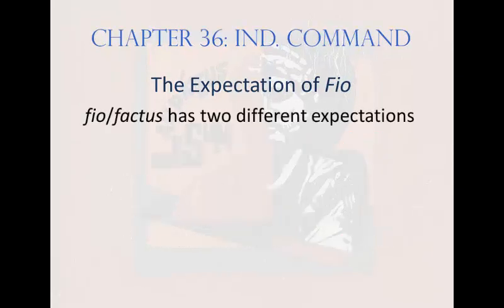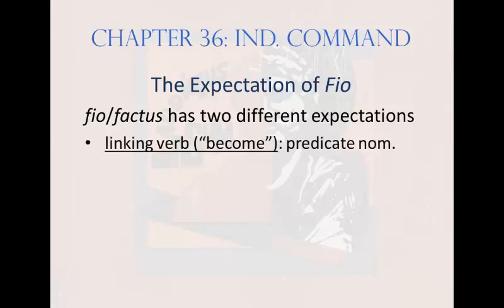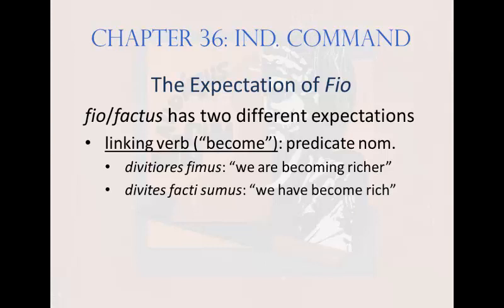Instead of an agent, Theo, and this is also true of factus sometimes, has two different expectations depending on its sense in a sentence. When it means become, it acts as a linking verb, and thus naturally expects a predicate. For example, ditiores fimus, meaning we are becoming richer, or in the perfect, divites facti sumus, we have become rich. Rich or richer are nominative here because they're predicates predicated by Theo in its linking sense.